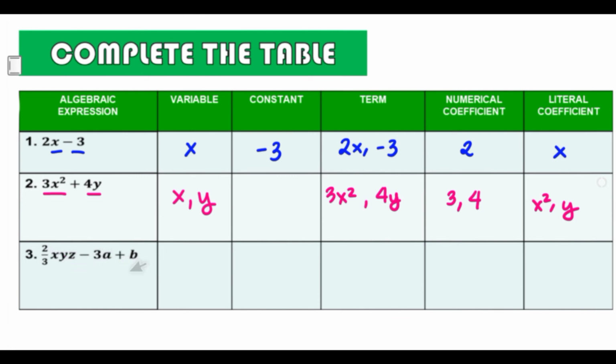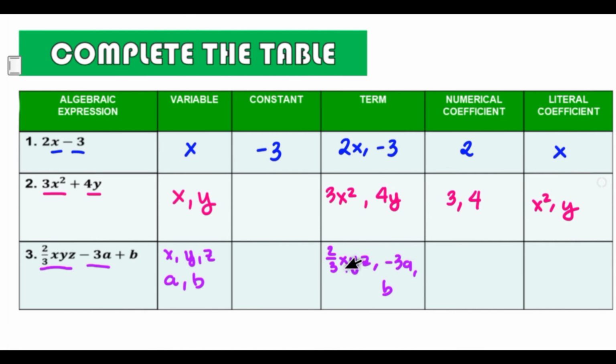We have 2/3 xyz minus 3a plus b. So, lahat muna ng variable. So, meron variable na x, y, tsaka z. Ano pa? Ito naman sa negative 3a, merong a. And then sa b is b. Okay, constant. Meron bang solong number? Wala. So, leave it blank. And then for the terms, meron tayong tatlong terms. Ito, 2/3 xyz. Ano pa? Ito, negative 3a. At saka b. Ayan, so tatlo.